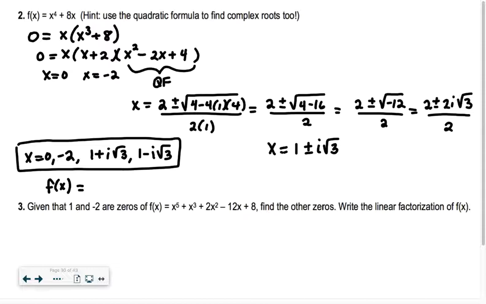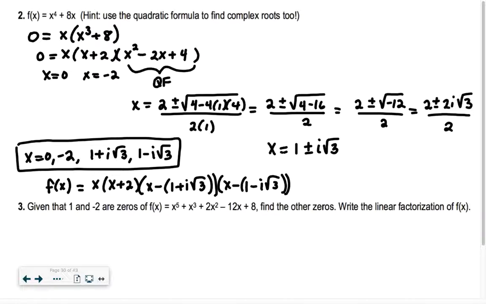So if we have 0, we just have an x out front. You could put x minus 0 if you want to, but it's just x. The minus 2 is x plus 2. And then how about the other part? Yeah, what do you think? x minus parentheses 1 plus or minus i root 3, and then the other one is the same, but it's 1 minus. Yep, exactly. So we're going to have x minus, and then in parentheses we put each 0. So it's going to be x minus the first 0, and then x minus that second 0.